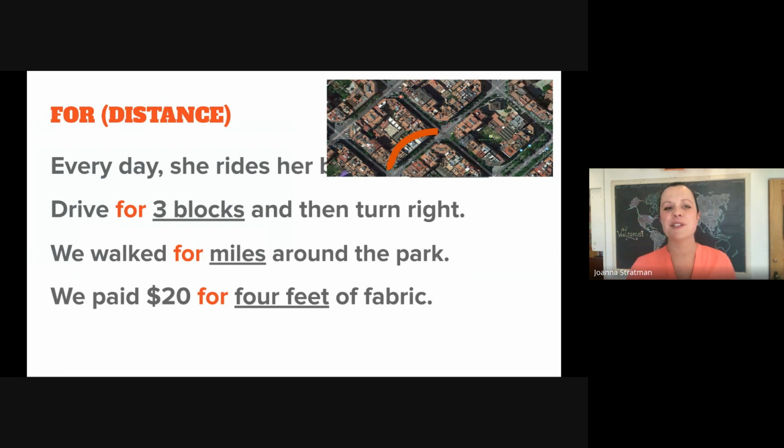Okay, my friends, let's practice in fast English again. Every day, she rides her bike for 3 miles. Drive for 3 blocks, and then turn right. We walked for miles around the park. We paid $20 for 4 feet of fabric.